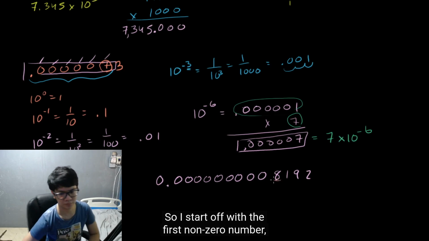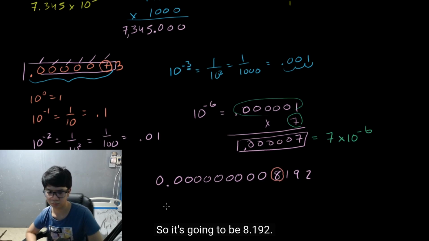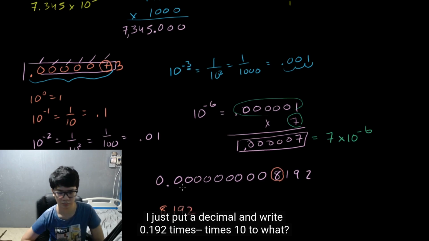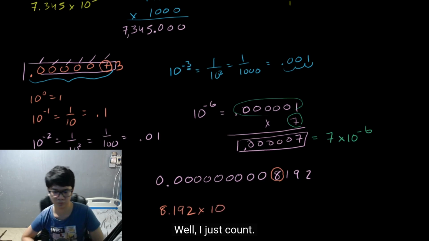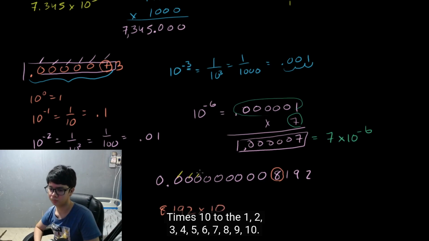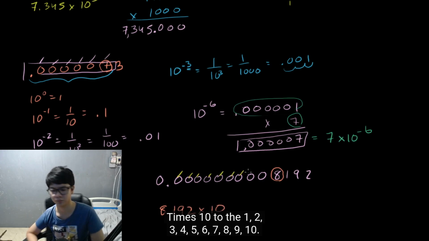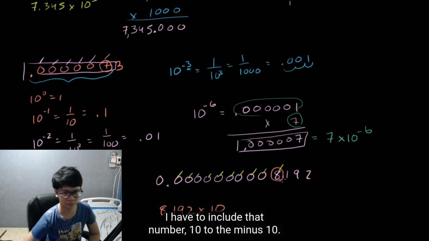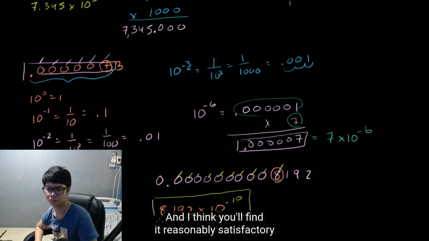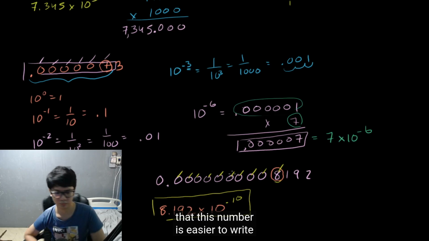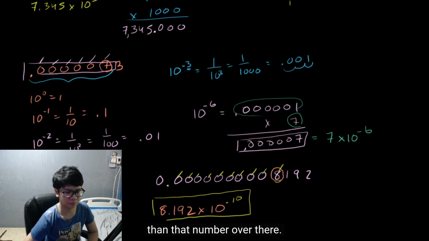So I start off with the first non-zero number if I'm starting from the left. So it's going to be 8.192. I just put a decimal and write 8.192 times 10 to the what? I just count. Times 10 to the 1, 2, 3, 4, 5, 6, 7, 8, 9, 10. I have to include that number, 10 to the minus 10. And I think you'll find it reasonably satisfactory that this number is easier to write than that number over there.